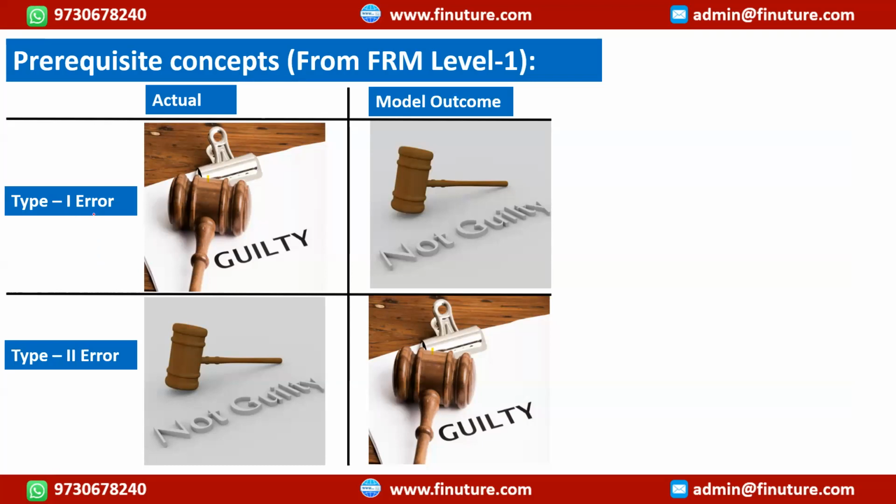Type 1 error is something where the actual outcome came from the negative one, but the model outcome was not guilty. So you predicted that you will pass the exam, but the actual outcome came from the fail. God forbid you fail, but that's the type 1 error. You were 90% confident, but the actual outcome came from the 10%.